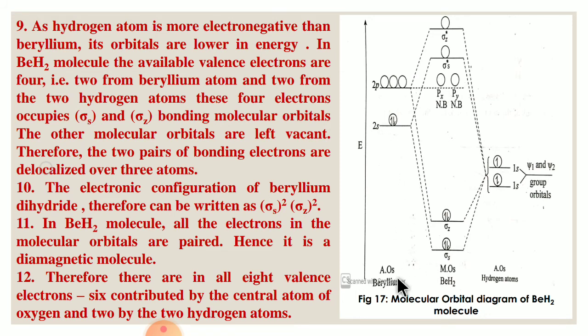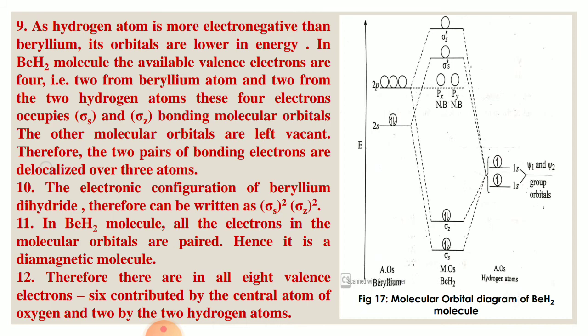So the atomic orbitals of beryllium are 2s and 2p. Out of these orbitals, the 2s orbital is filled with 2 electrons and the 2 hydrogen atoms each have 1 unpaired electron. They combine to form ligand group orbitals, that is Psi1 and Psi2, and in the middle of this diagram there are molecular orbitals which are formed by the combination of atomic orbitals of beryllium and ligand group orbitals of hydrogen.